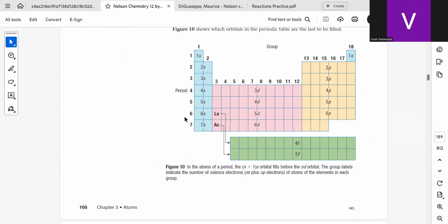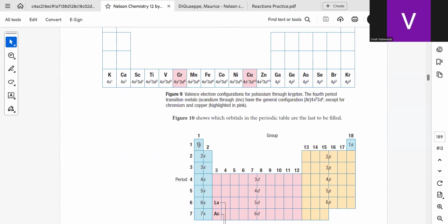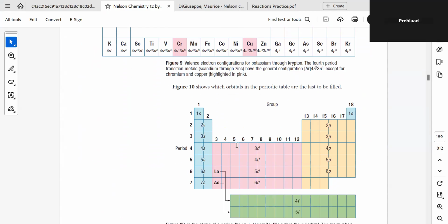So this is what we know: when it is 1s, S is the group 1 and 2, right? Yes. Whenever it is P, and I told you that helium is an exception. You remember that? Yes. And then 13 to 18 is p orbital, and 3 to 12 is d orbital, and then these are f orbital.